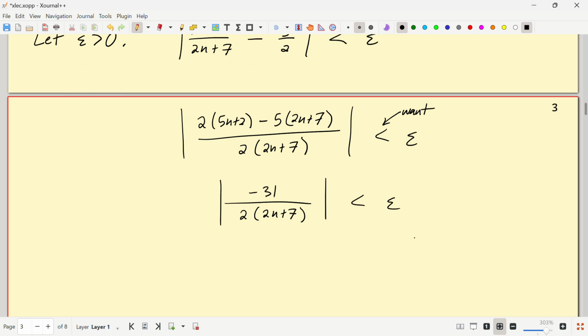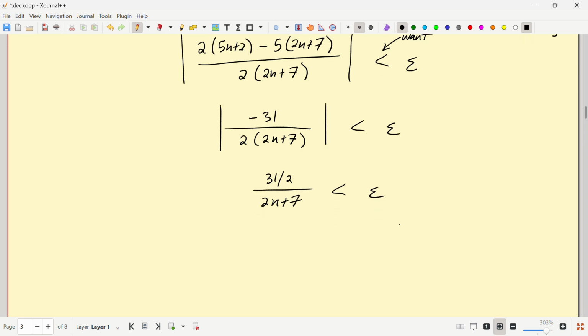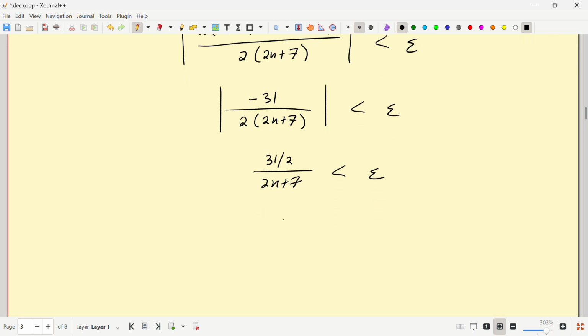And I want that to be less than epsilon. So I'm going to stop writing "want." Okay, well this side is positive, so this is 31/2 over 2n plus 7. I want that less than epsilon. And now I see what I need. These are both positive things, so when I take 1 over it, 2n plus 7 needs to be greater than 31 over 2 epsilon.